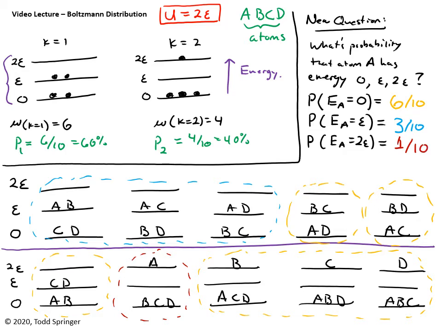So this is the kind of analysis we want to do. We want to ask, what's the probability that atom A, which is a part of this larger system, what energy does it have? What's the probability that it has energy 0, energy epsilon, energy 2 epsilon? But eventually I'm not going to be able to write out all of the states, so we want to think about what's a better way of doing this.